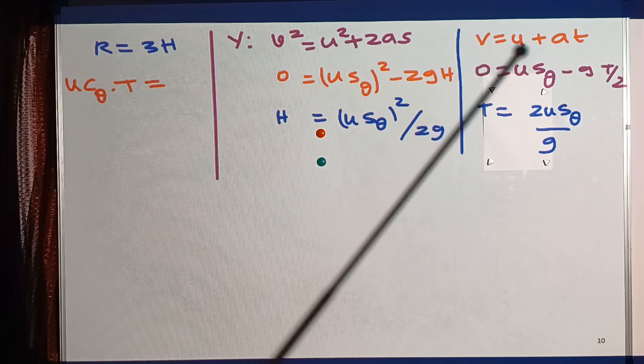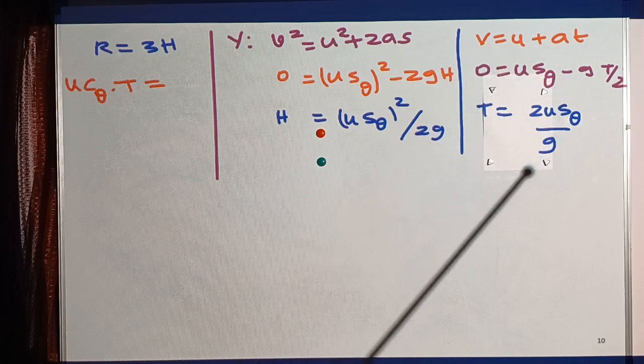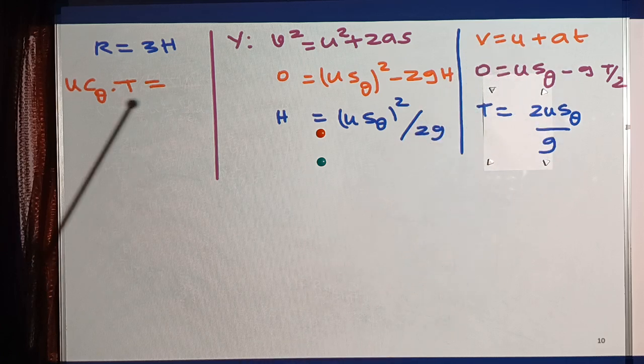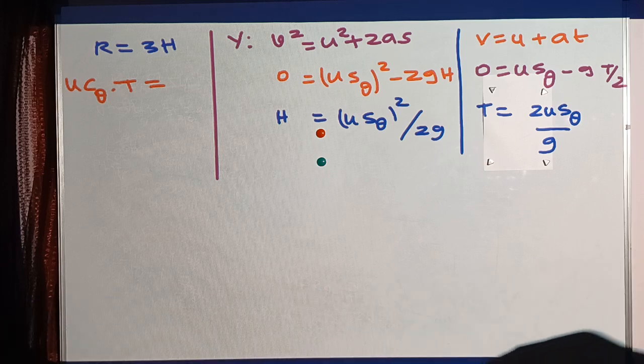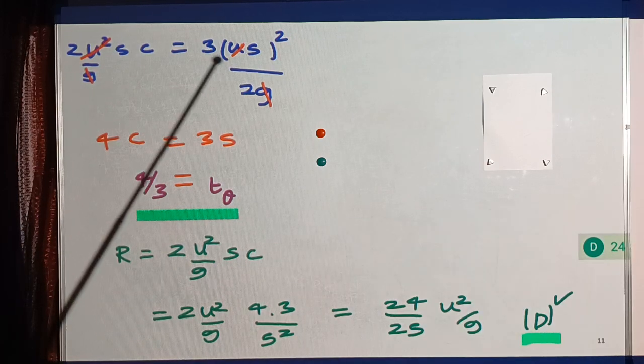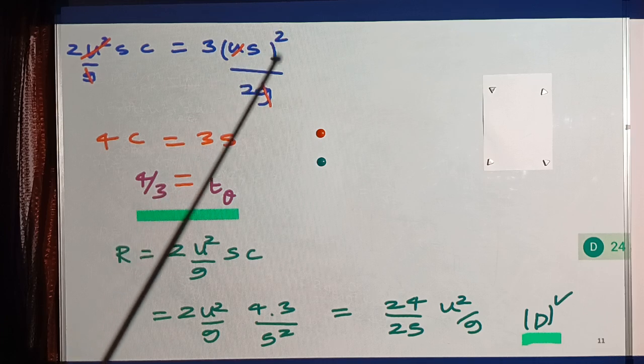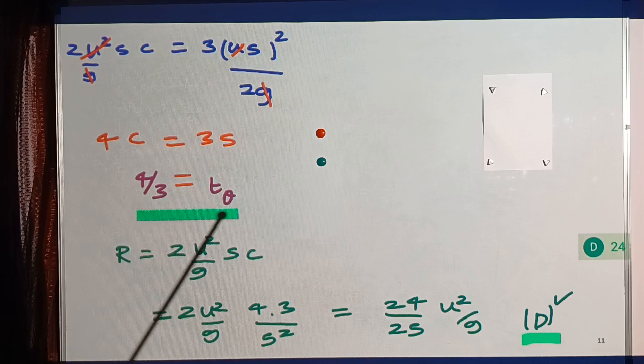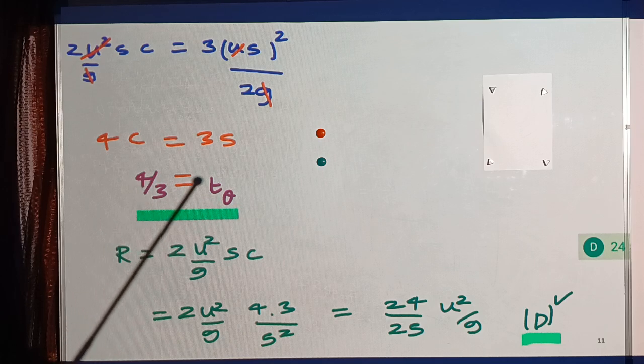Flight time you can get from v equal to u plus at in the vertical direction. So the flight time is 2 u sine theta by g. So if you use this here, the range will come out to be u square by g sine 2 theta. That is 3 times the maximum height, that is u sine theta whole square by 2g. So from this you get tan theta is 4 by 3. So this means sine theta is 4 by 5 and cos theta is 3 by 5. So from this I get the range as 24 by 25 u square by g.